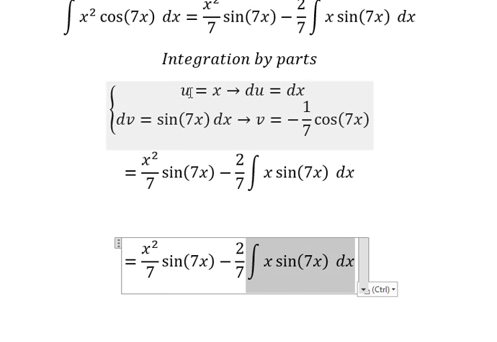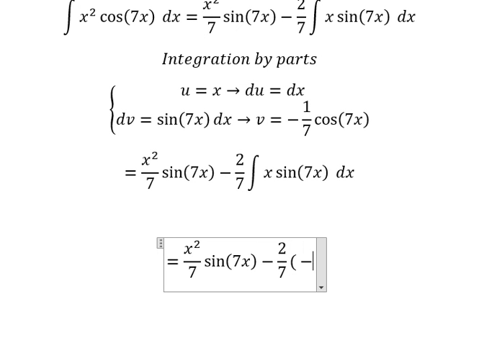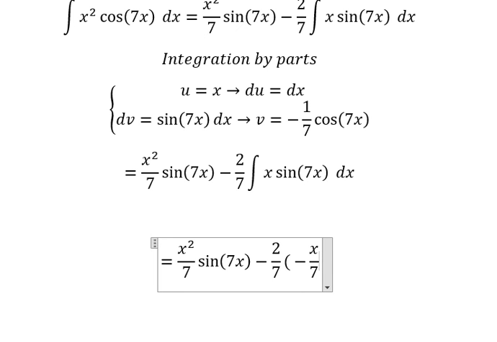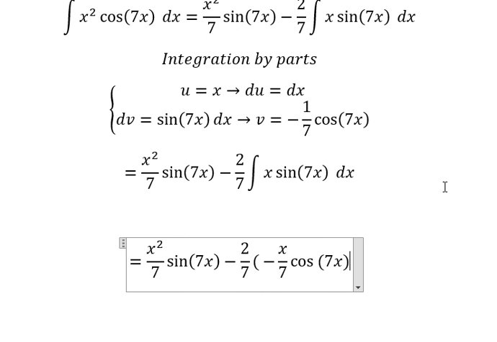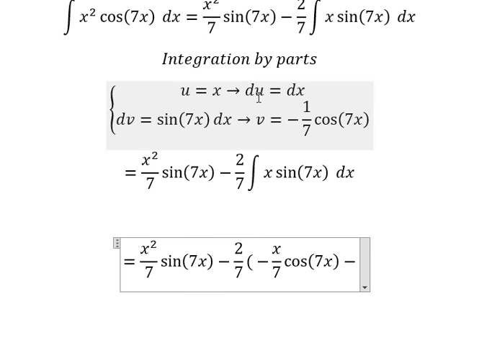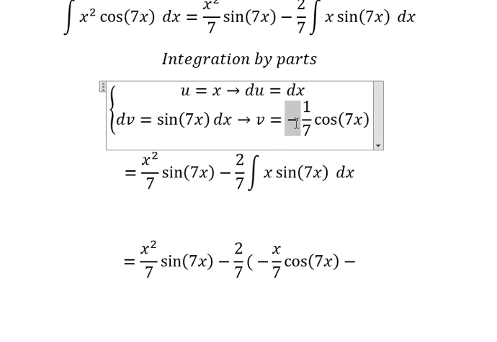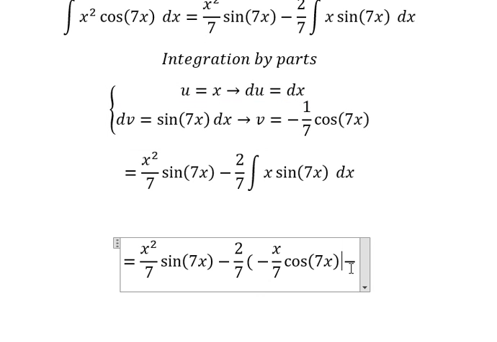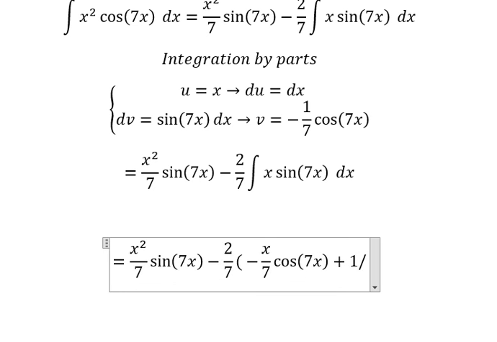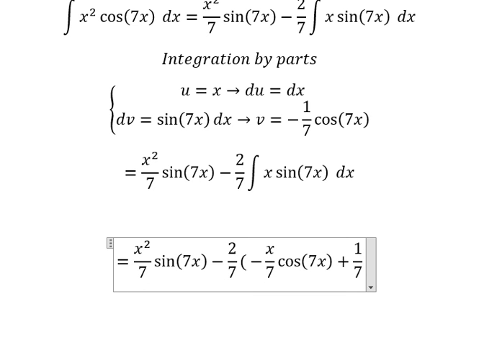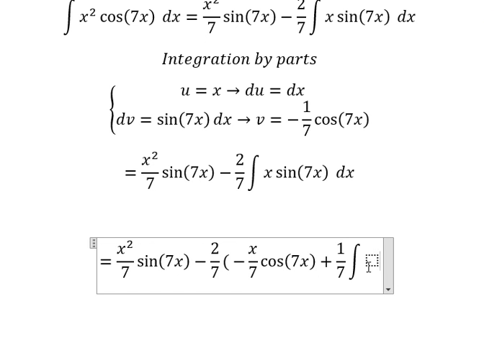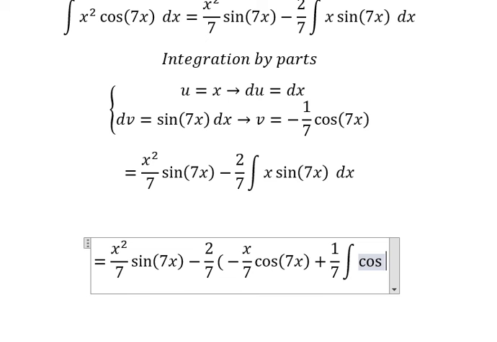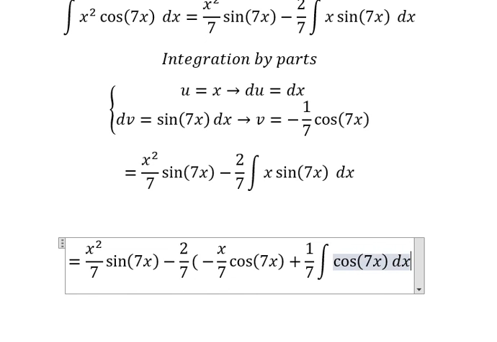So this one we have u multiplied by v, and then we have negative s over 7 cosine 7s, minus the u multiplied by v, but we have the negative sign in here, so negative with negative, you get positive, and we have 1 over 7, and we have the integration of cosine 7s ds.